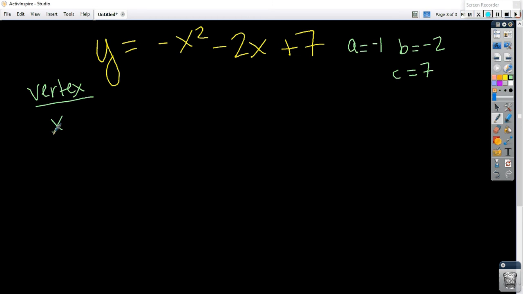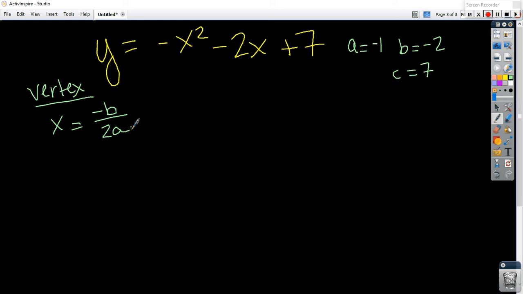Vertex is a point in a plane, right? So it has an X and it has a Y. We're going to first find the X, then we'll find the Y. I know I'm going a little fast through this. If I need to slow down, tell me. But this should be review for you. But if not, I'm happy to slow down. All right. Opposite B over 2A.